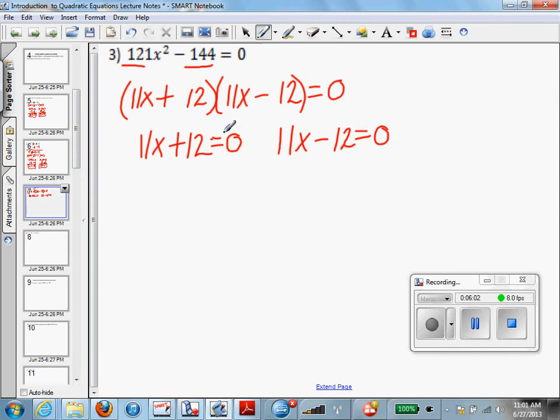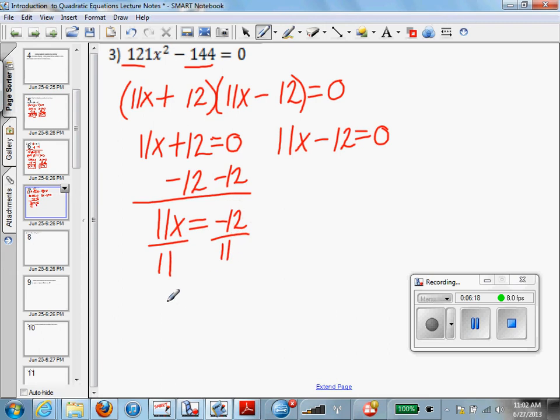For this first one, we want to get x by itself, so we subtract 12 on both sides of the problem, leaving us with 11x equals negative 12. To get x by itself, divide by 11 on both sides, because the 11 is multiplying by the x, and we have to do the inverse operation to get it by itself. So we're left with x equals negative 12 over 11.